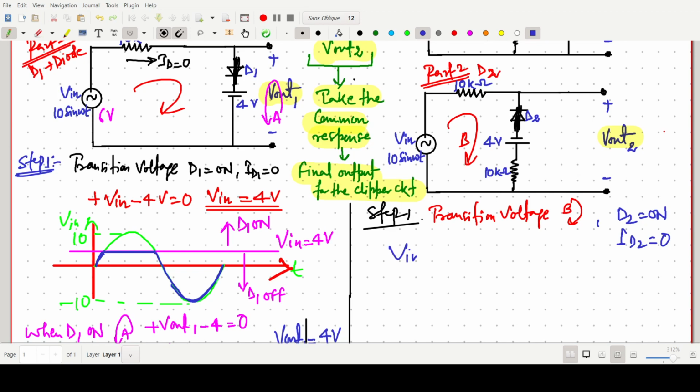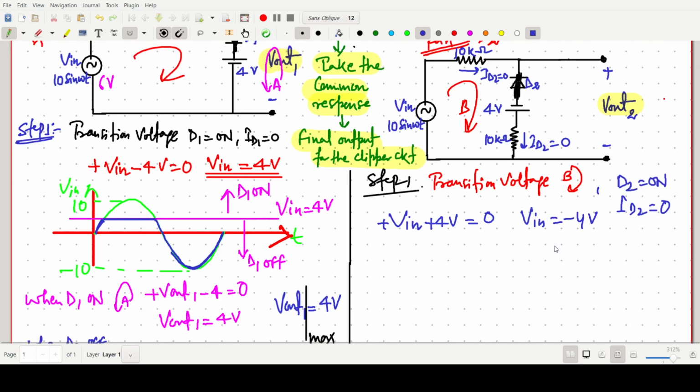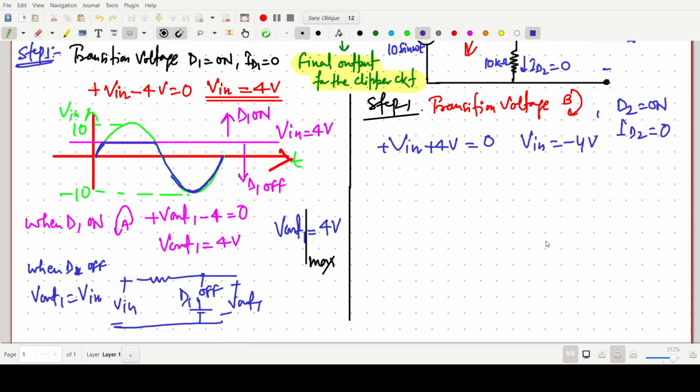So applying KVL, we can write plus V in, ID2 is 0, so no need to care about this one. Minus plus, so it should be plus 4 volt, and this current will also be 0 here. So V in equals minus 4 volt. This minus 4 volt will decide the transition state.